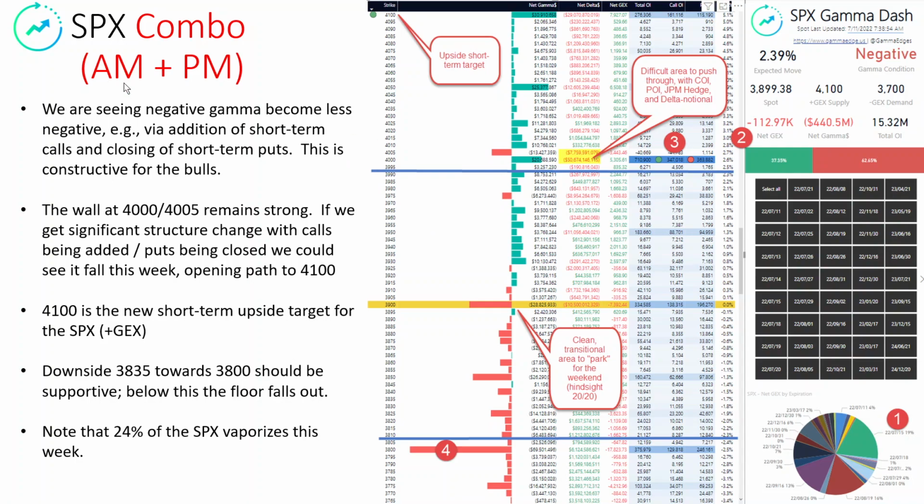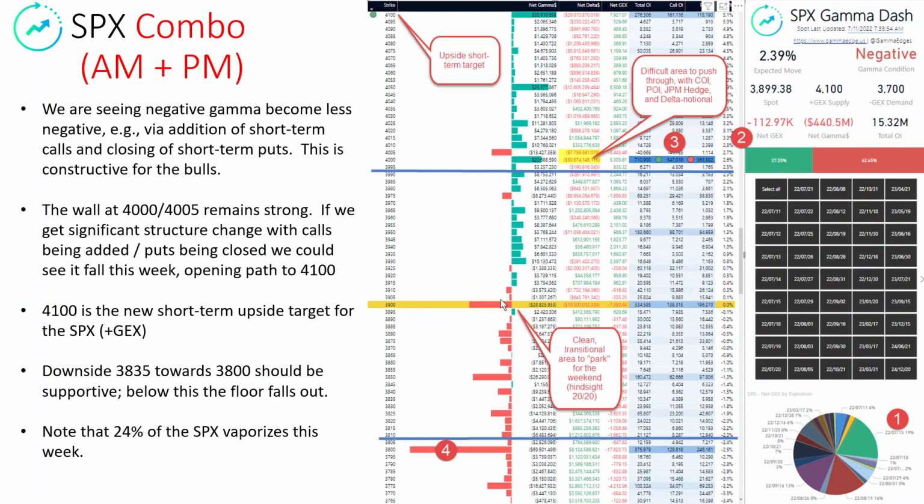The combo, which is the AM settled plus the PM settled, still very negative. I want to note here that we're seeing approximately 23-24% of the SPX vaporizing this week. Note this key level at 4,000, 4,005. This is the JPM hedge at 4,005. We've got COI, POI sitting here. Huge delta notional here. It's just going to be very difficult to plow above this until we get more calls here or these puts being closed.